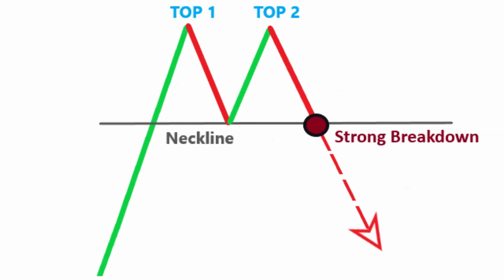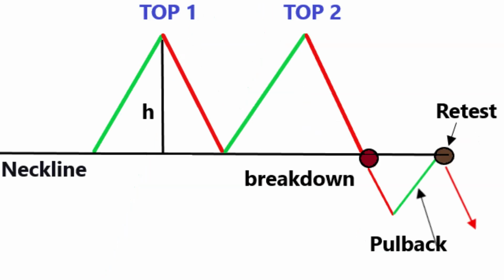The breakdown can happen in different ways. If the price breaks the neckline downwards and continues to drop without a pullback, we call this a strong breakdown. Sometimes after breaking the neckline downwards, meaning after dropping a bit, the price makes a pullback and may retest the broken line. If the price continues to drop after this, it provides a safer selling opportunity. In some cases, it is seen that it makes multiple pullbacks and retests.